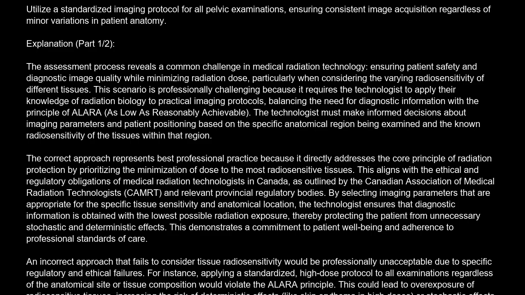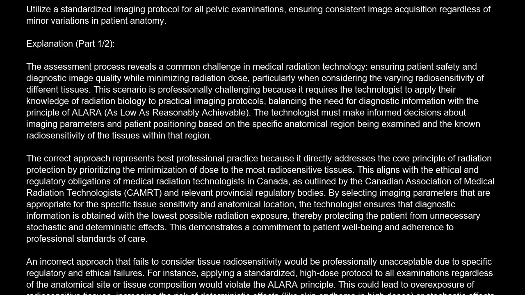Explanation. The assessment process reveals a common challenge in medical radiation technology, ensuring patient safety and diagnostic image quality while minimizing radiation dose, particularly when considering the varying radiosensitivity of different tissues. This scenario is professionally challenging because it requires the technologists to apply their knowledge of radiation biology to practical imaging protocols, balancing the need for diagnostic information with the principle of ALARA, as low as reasonably achievable. The technologist must make informed decisions about imaging parameters and patient positioning based on the specific anatomical region being examined and the known radiosensitivity of the tissues within that region.